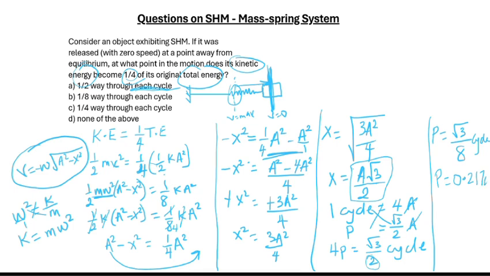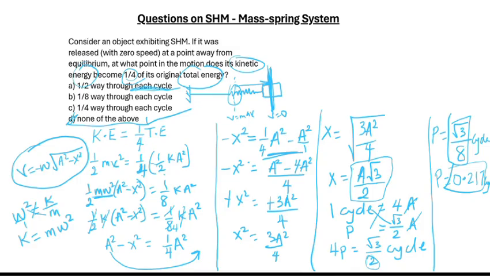0.217 cycle. And if you look at the options, there is no option that looks like root 3 over 2 or 0.217. Then the answer is none of the above, because no option correlates with that.